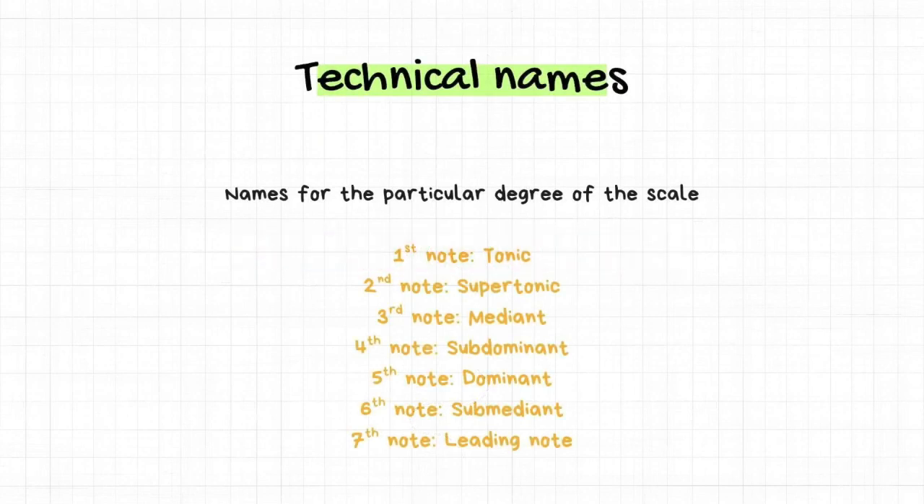The technical name refers to the particular degree of the scale. The first note is called tonic, second note supertonic, third note mediant, fourth note subdominant, fifth note dominant, sixth note submediant, and the seventh note leading note.